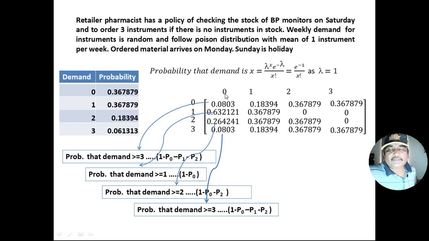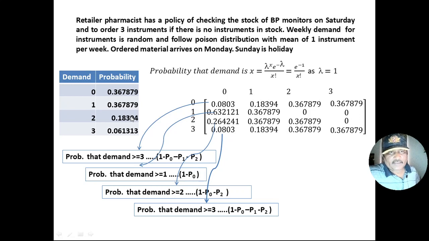and that is possible only when there is demand for three or more cameras. Probability that demand is greater than or equal to 3. And how do I find that? It is 1 minus the probability that there is demand for 0, demand for 1, and demand for 2. So 1 minus p0 minus p1 minus p2.